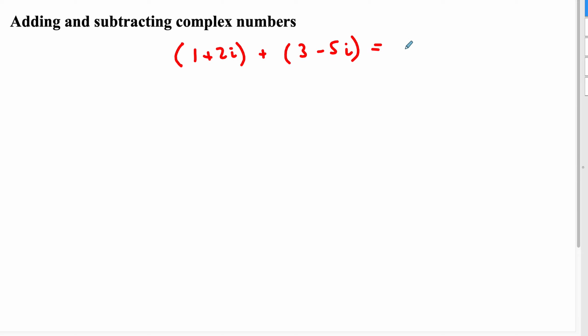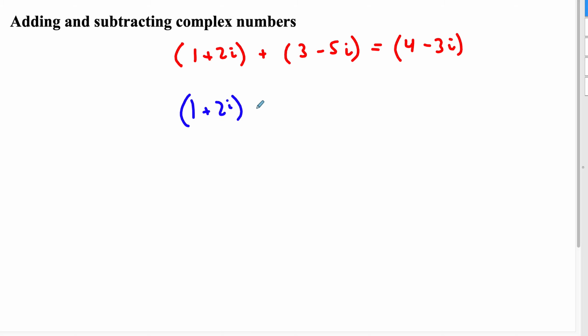So 1 plus 3 is 4, and then 2 plus a negative, or 2 minus 5i, would be negative 3i. I'm preferentially writing this grouped, because that 4 minus 3i represents a complex number. Also, fundamentally, we end up with much the same thing.